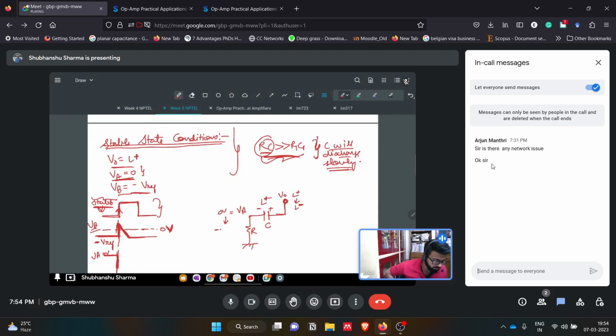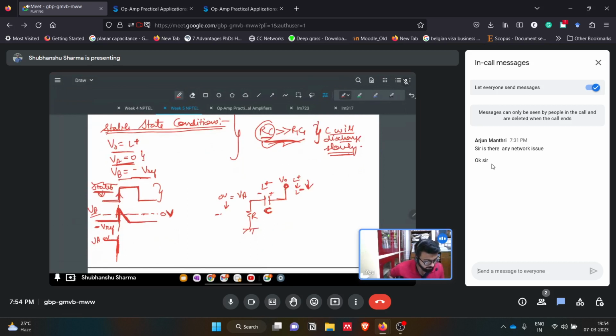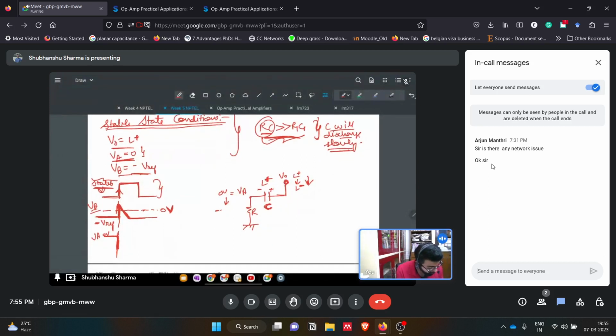Because the time constant of this capacitance is very high, this capacitance won't be able to discharge when the transitioning is happening. So this capacitor will remain at L plus voltage. But now the transition has happened from L plus to L minus at the output.